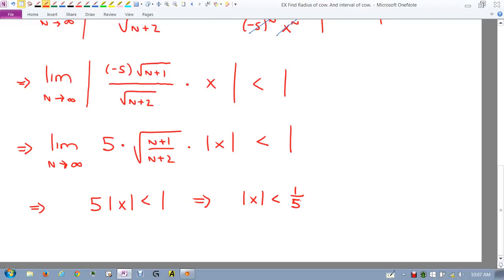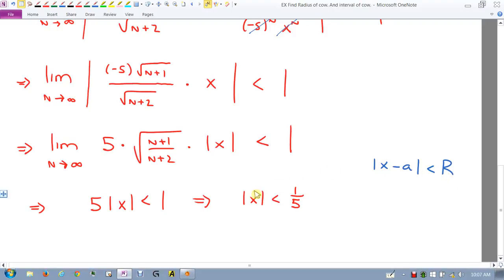Okay, now we wanted 2 things, radius of convergence and interval of convergence, right? The radius of convergence is when you get it to look like this: the absolute value of x minus a is less than some number r. That number r is your radius of convergence. We have the absolute value by itself.